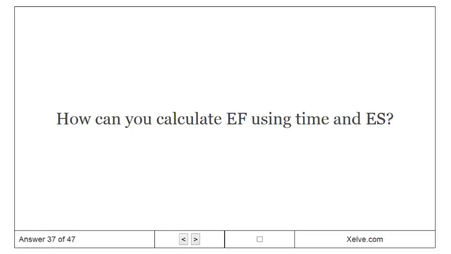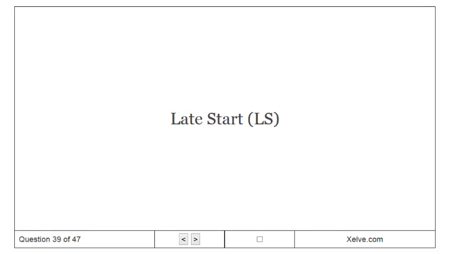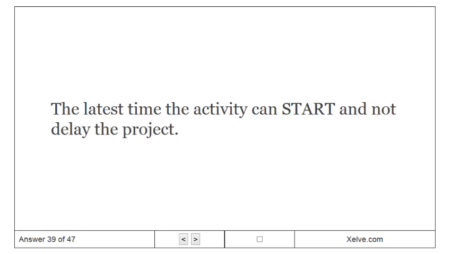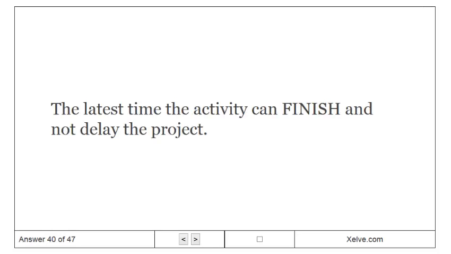How can you calculate EF using time and ES? Forward. Finding ES and EF involves a blank pass through the network diagram. Late start. The latest time the activity can start and not delay the project. Late finish. The latest time the activity can finish and not delay the project.